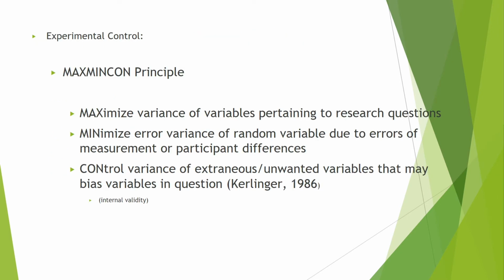When considering experimental control, we consider the Max-Min-Con principle. These are basically principles of internal validity. So you want to maximize the variance of variables pertaining to research questions, minimize error variance of random variables due to errors of measurement or participant differences, and control variance of extraneous or unwanted variables that may bias variables in question.